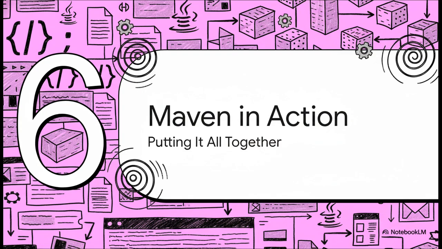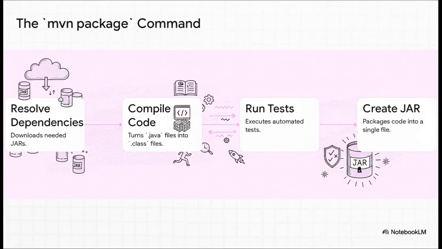Okay, so let's put it all together. What actually happens when you type a command in the terminal? This is where all that theory becomes real. When you run a simple command like mvn package, it kicks off this whole automated symphony of events. First, Maven goes and finds all your dependencies. Then it compiles all of your Java code. After that, it runs any automated tests you've written. And finally, if everything looks good, it packages up all your code into a single jar file that you can run or share. All of that from just one command.